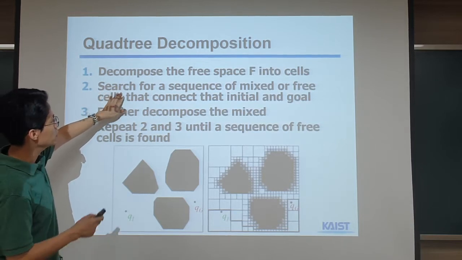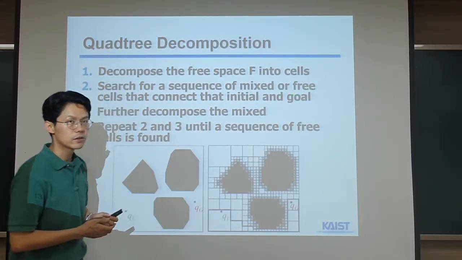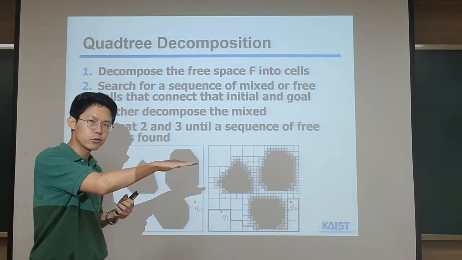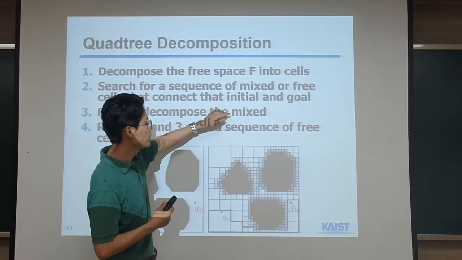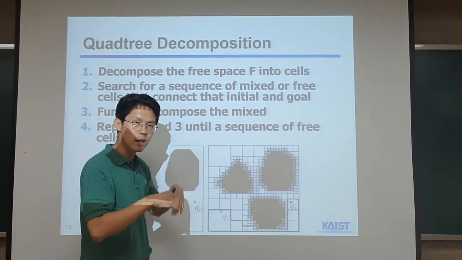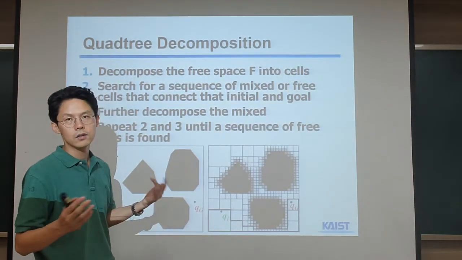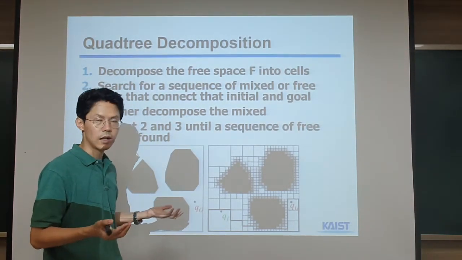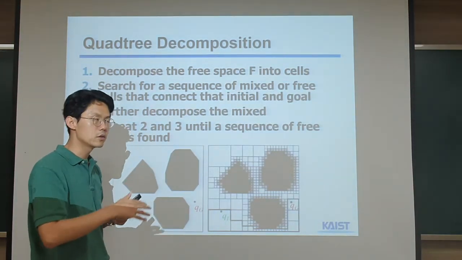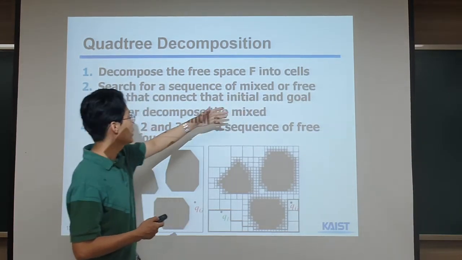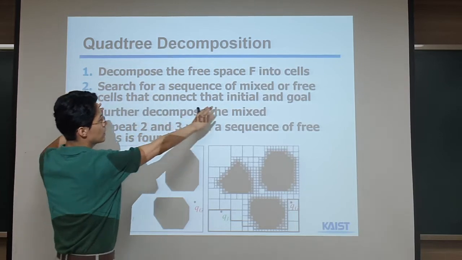We search for a sequence of mixed or free cells. Basically, if we find a free cell, it is guaranteed that we can pass through the cell without any collision, right? Mixed cell means that within that cell, some portion of the cell has an obstacle, and the rest of the cell doesn't contain anything. So that's why we said mixed. So it's unclear whether we can find the path or not within this mixed cell. But anyway, we find the sequence of mixed or free cells that connect the initial and goal.